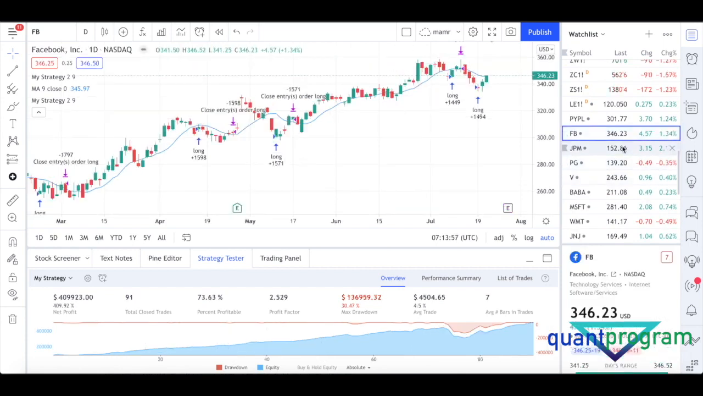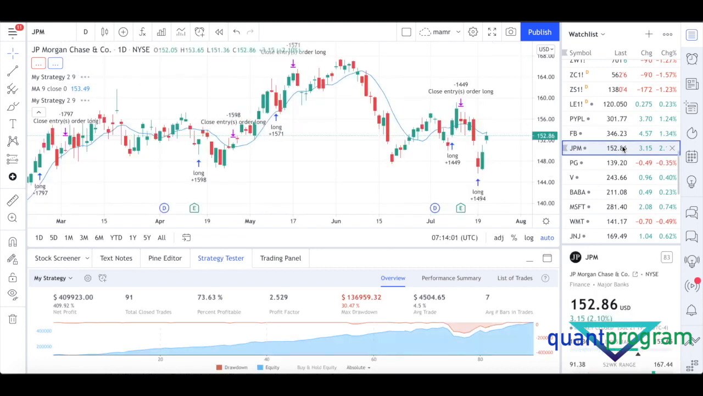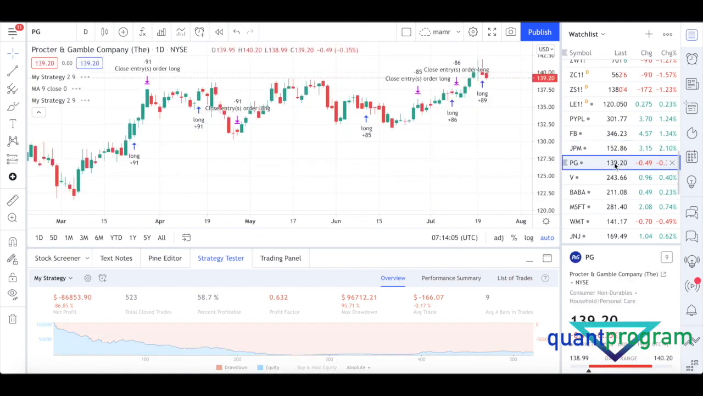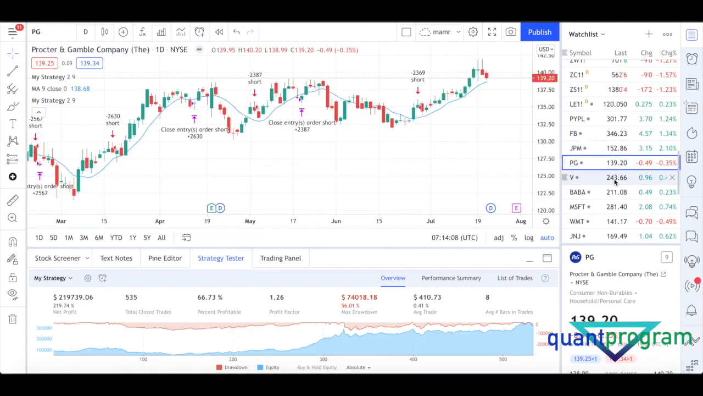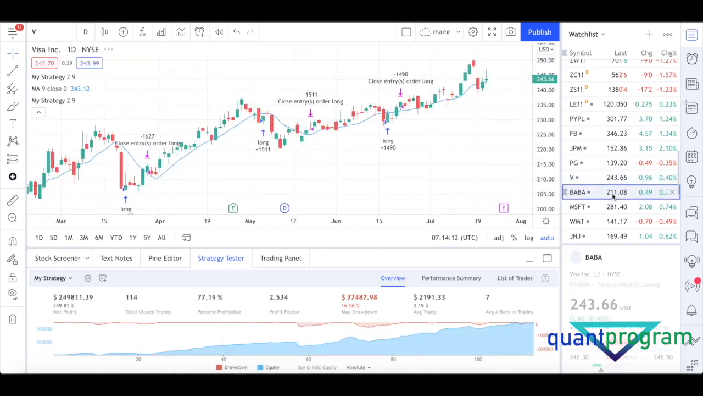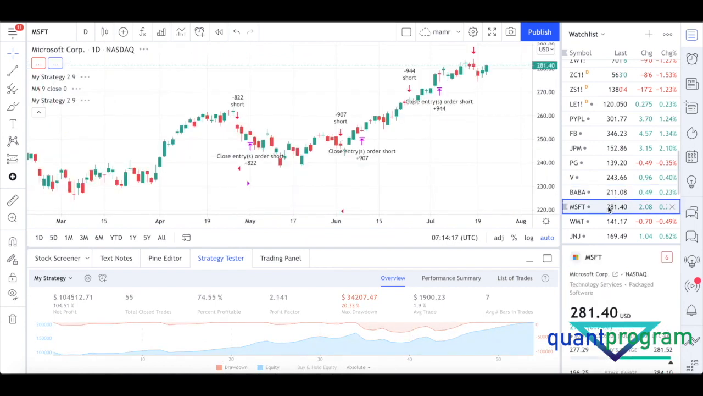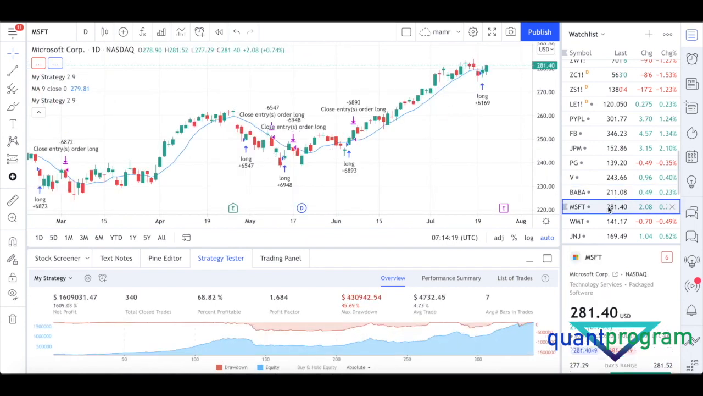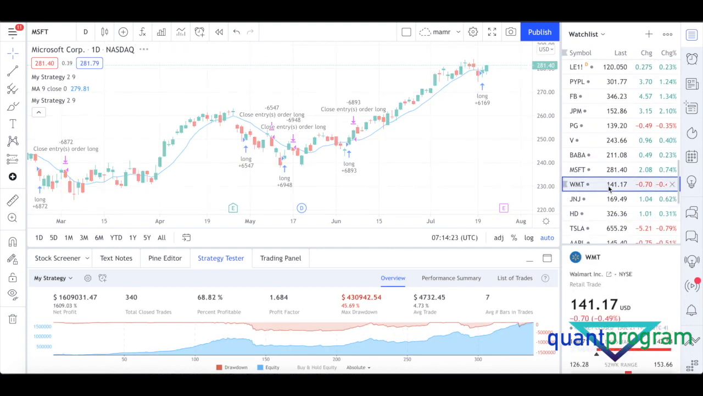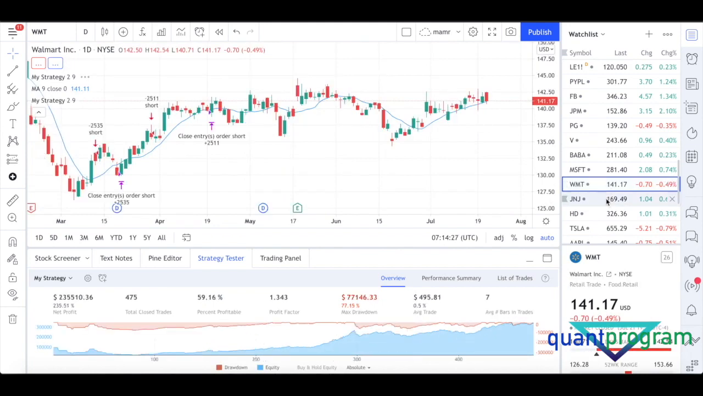Now, even here, the same strategy which I applied in Facebook seems to work with a minimal drawdown for 100% return. JP Morgan, it didn't work. Procter & Gamble, it worked. Visa, let's try Visa. Visa, it worked. Alibaba, Microsoft. Microsoft works pretty splendidly with 1,600%, 45% drawdown. Walmart. And then it just keeps on going.